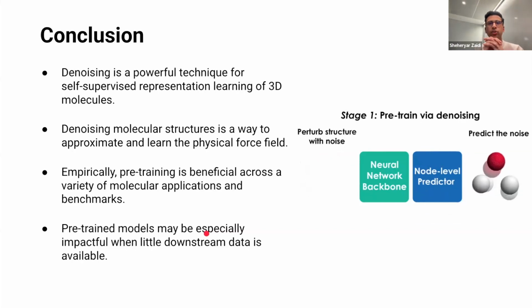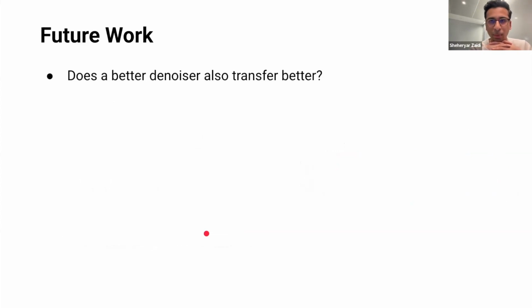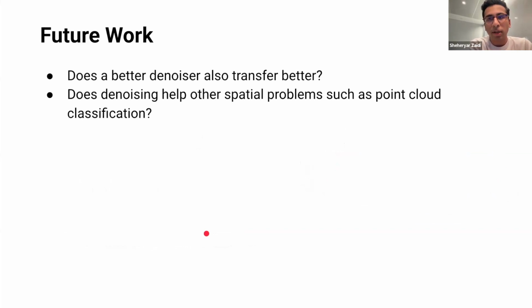And then a few future work things. I think we touched upon lots of interesting future work things. I put down a few questions that I had here as well. One is, does a better denoiser also transfer better? So if your denoising performance is better, does that also mean your downstream, for example QM9, performance is going to be better? That's one question. Another is, does denoising help other spatial problems? If you go to point cloud classification, where you might not have this whole force field interpretation, can we apply denoising there and then improve point cloud classification? It's a completely different setup, but conceptually quite similar.